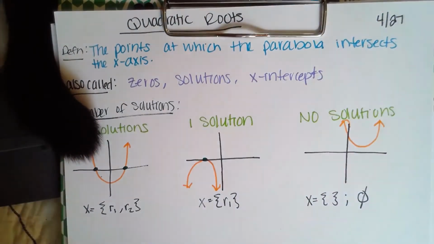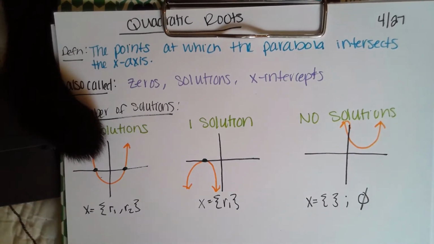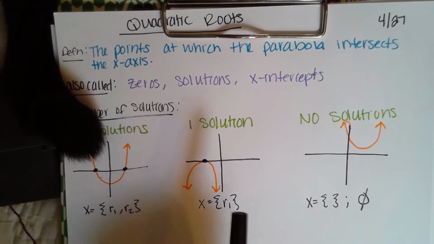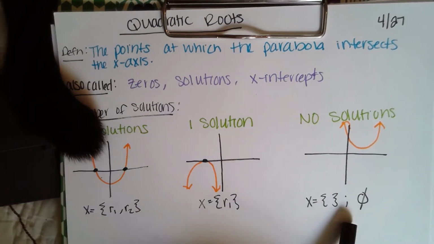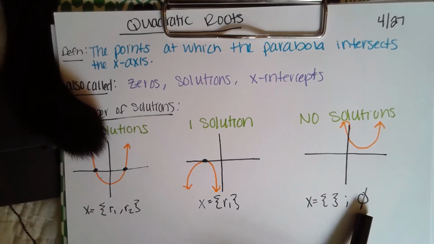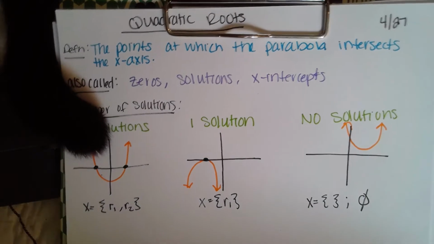So we're going to do one of each, just to kind of get the hang of it, and then we'll talk about the discriminant. So the first one is, take your paw somewhere else. Y equals x squared plus 4x minus 5.